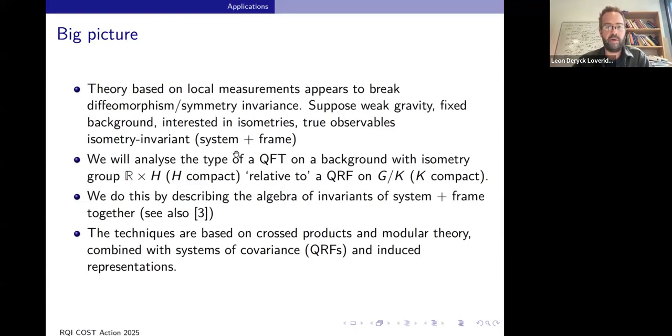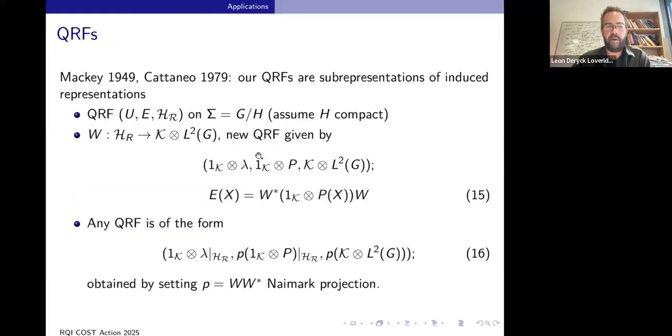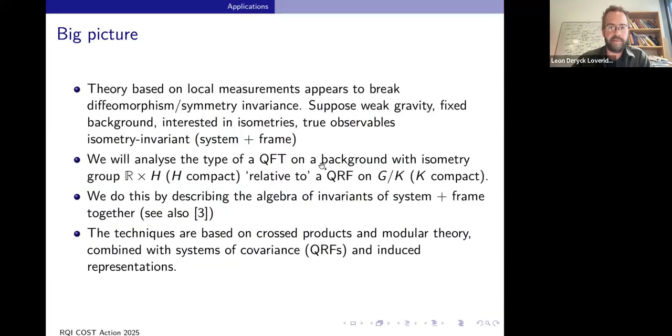So we're going to say, right, we work in the framework of algebraic quantum field theory, which has its own set of assumptions and so on. So this is not quantum gravity. And we're going to work on a background that has symmetry, genuine symmetry, so isometries of the manifold, not diffeomorphisms in general. So again, in the spirit of what we've been saying, the true observables are going to be the isometry invariant quantities. So we're going to introduce a quantum reference frame just as before.